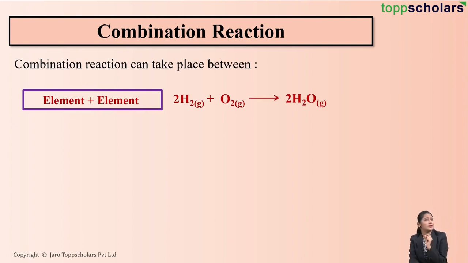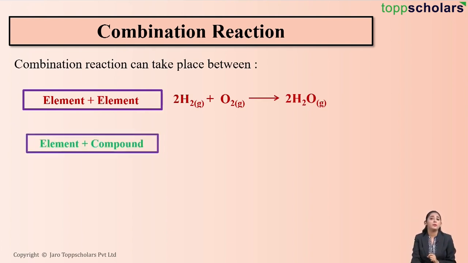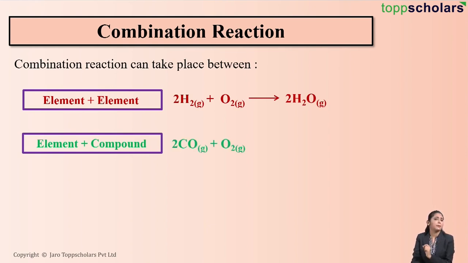Now friends, a combination reaction can also take place between an element and a compound. For example, we have carbon monoxide reacting with oxygen. Now friends, tell me, out of these two reactants, which of them is a compound? Excellent, carbon monoxide, CO. And what is oxygen? Yes, it's an element, exactly. So as we can see here, we have an element and a compound which react, they combine with each other, resulting in the formation of carbon dioxide, CO2, a single product.